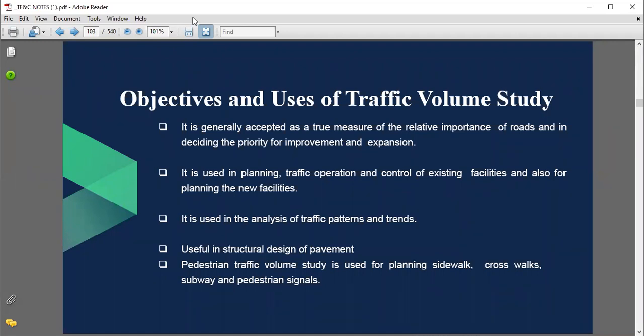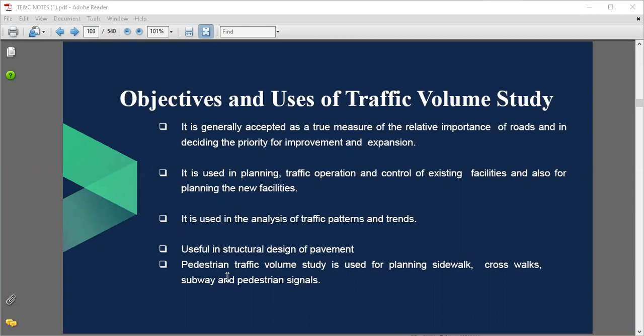Those people who are walking on the road should walk only from the sidewalk, and from the crosswalk, and whatever pedestrian space is provided. They can move from there. So that also comes under this traffic volume study. How many pedestrians are walking on that road, so that count is also important.